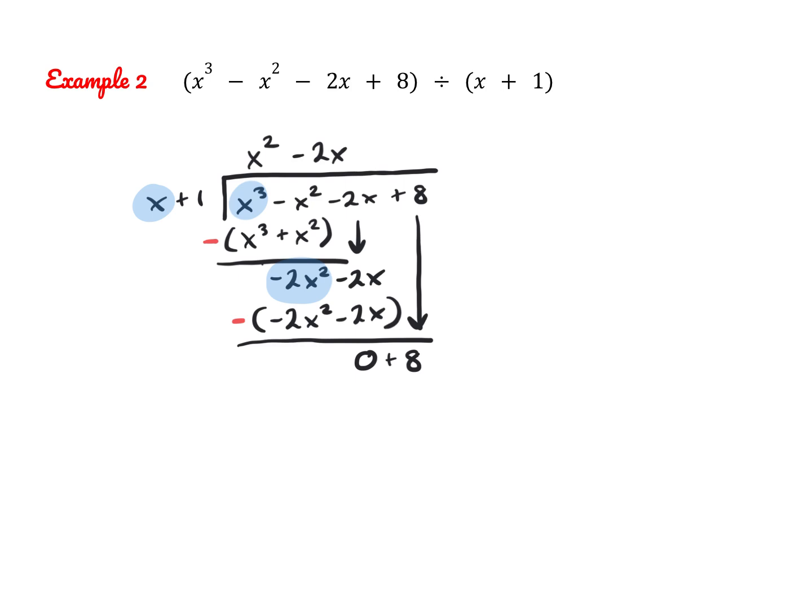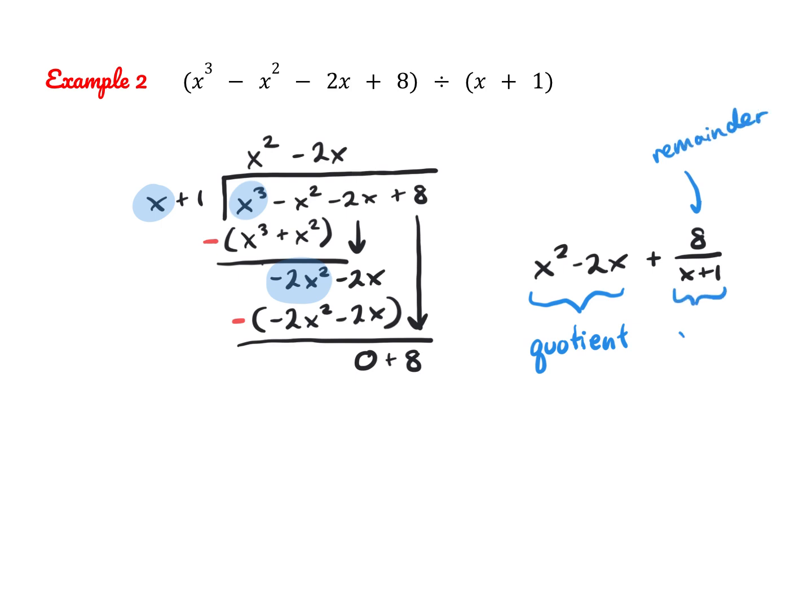So how do we write our answer? Well, we're going to write this part first, and then our remainder in this case is 8. So we'll say plus 8 over x plus 1, which is our divisor. So I want to make sure we're comfortable with those terms. Again, this is called the quotient. A quotient is the result of a division, and then this is the remainder over the divisor. Okay, so we do quotient plus remainder over divisor.